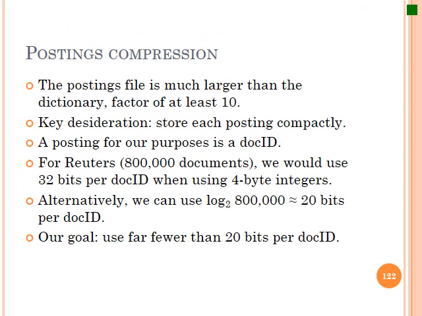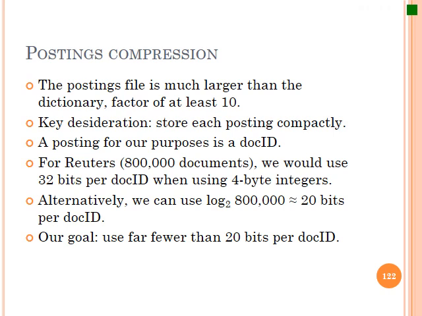All right, so that was how to compress the dictionary. How do we compress the postings? The posting file is much larger than the dictionary, usually by a factor of 10, because every term is associated typically with many documents. So on average, the number is at least 10.